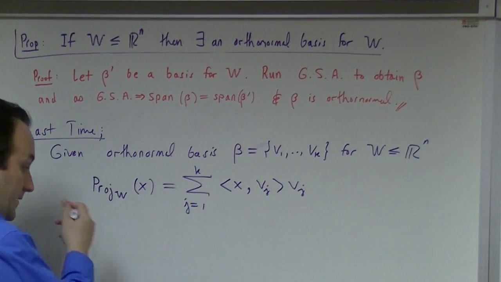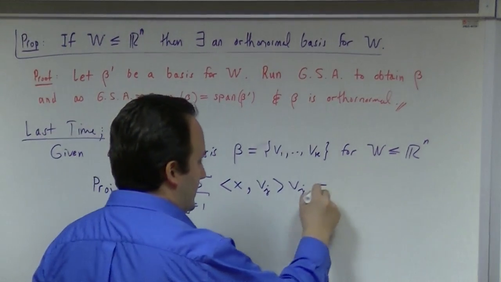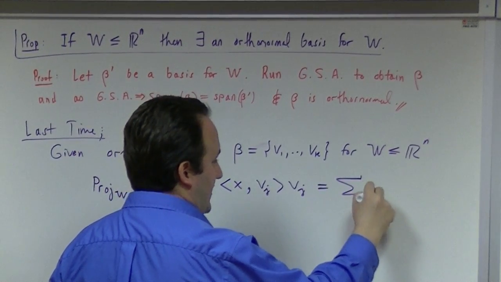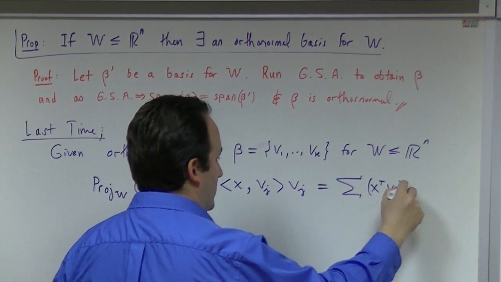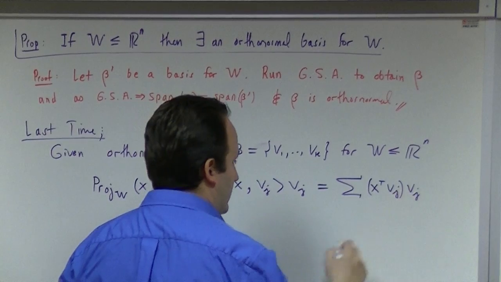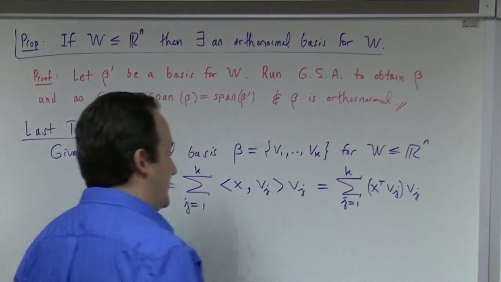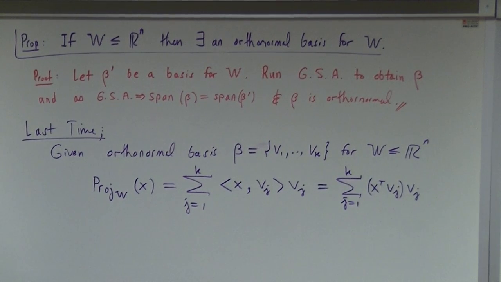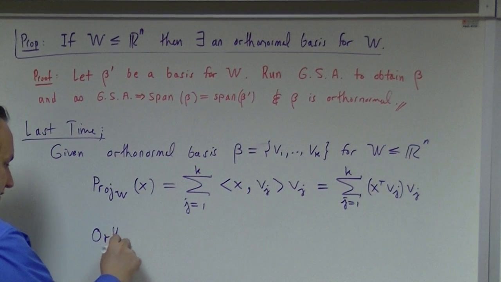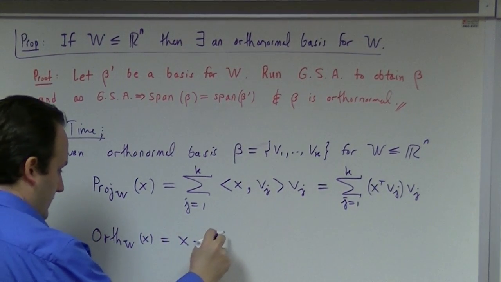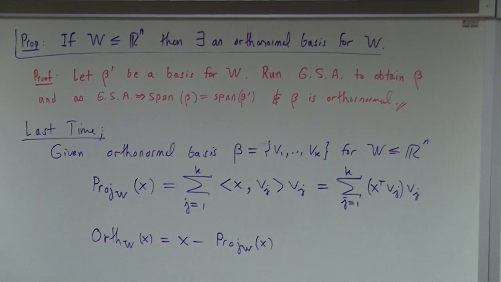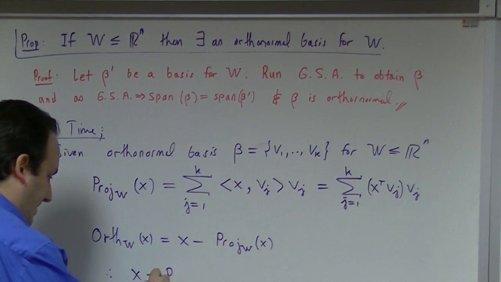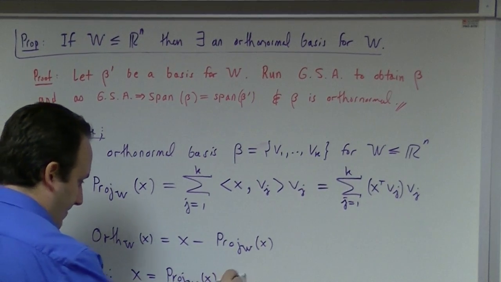And on the flip side, for us that really is x transpose times vj, times vj, if you want a formula for it in terms of matrix multiplication alone. And then what was the orthogonal projection onto W? Your orthogonal projection was just x minus the projection, and it's essentially a tautology that x is equal to the projection onto W of x plus the orthogonal projection onto W of x.